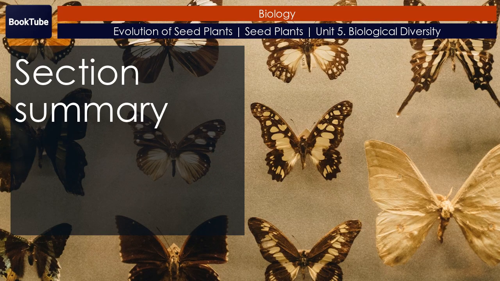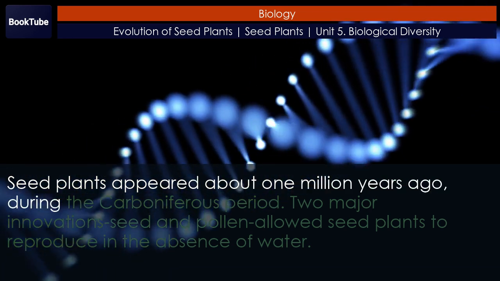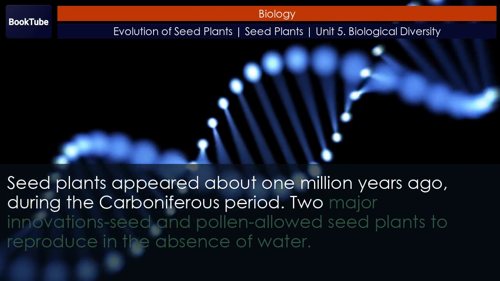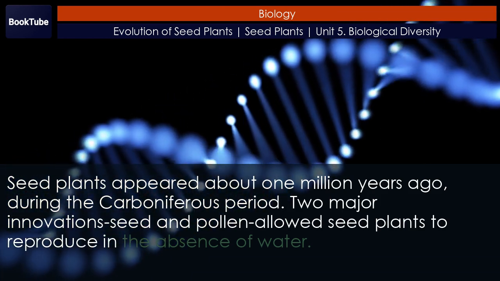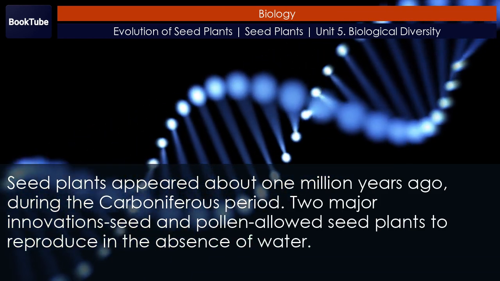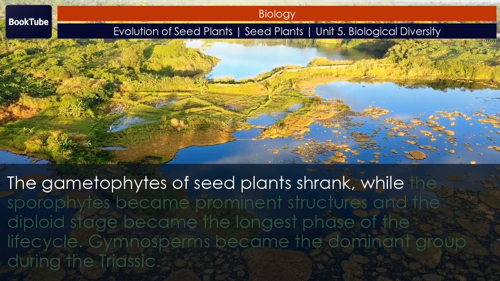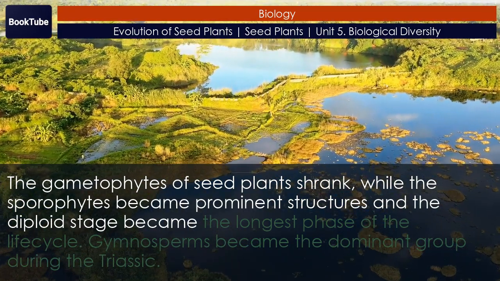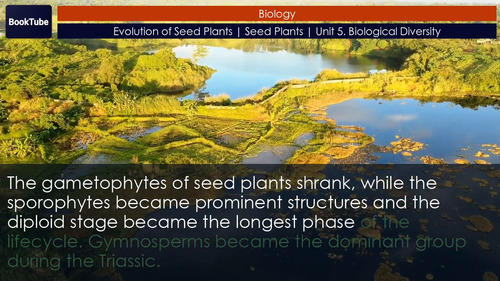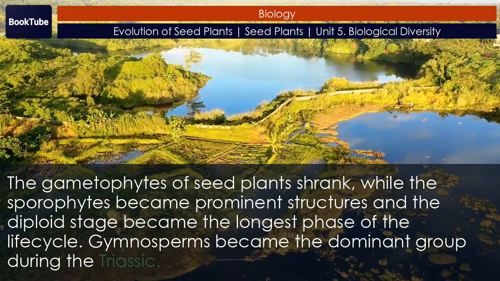Section summary. Seed plants appeared about 1 million years ago. During the Carboniferous period, two major innovations, seed and pollen, allowed seed plants to reproduce in the absence of water. The gametophytes of seed plants shrank, while the sporophytes became prominent structures, and the diploid stage became the longest phase of the life cycle. Gymnosperms became the dominant group during the Triassic.